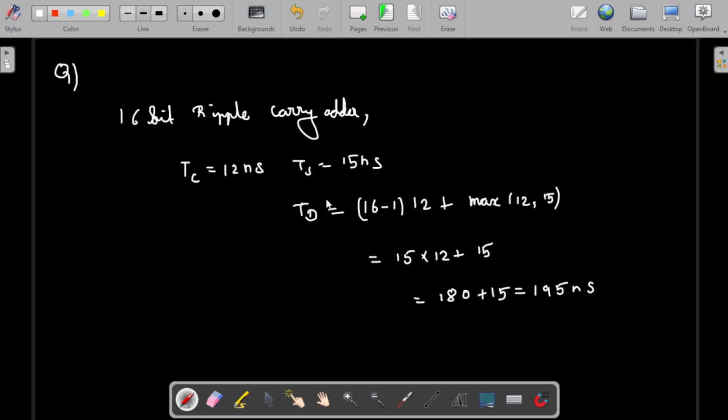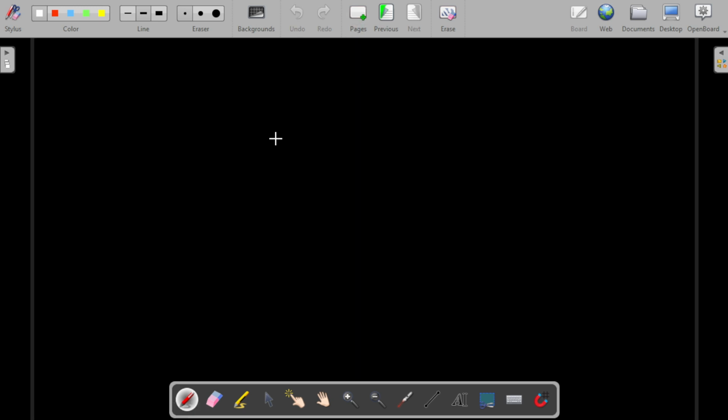The adder and subtractor both have separate circuits, right? Is there any possibility to combine both? There is one thing called a universal adder and subtractor. It can do both addition and subtraction. Here I am going to explain that concept. First let me draw the black box.